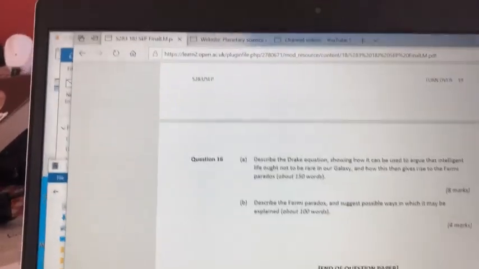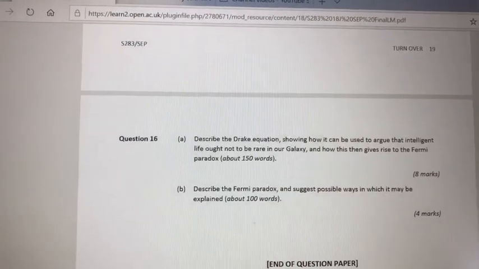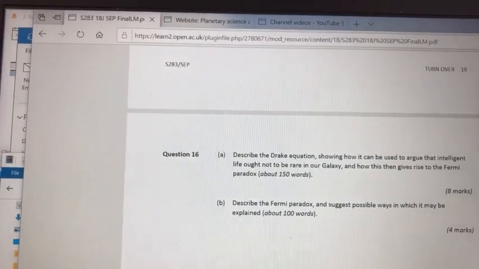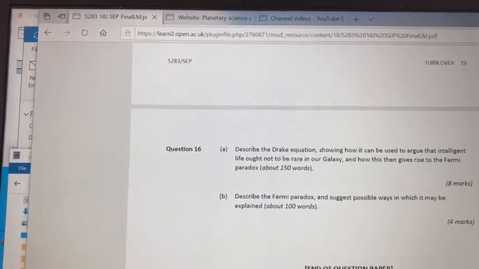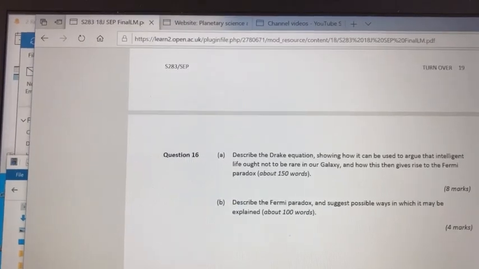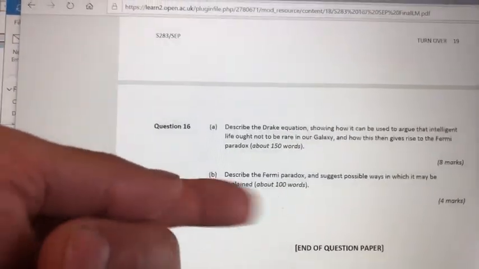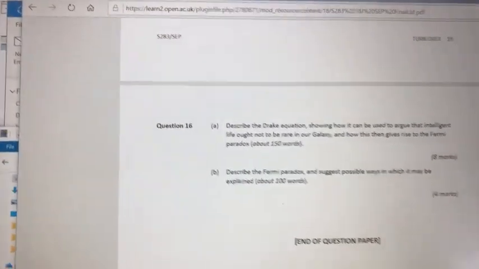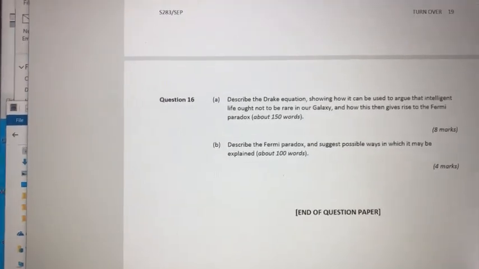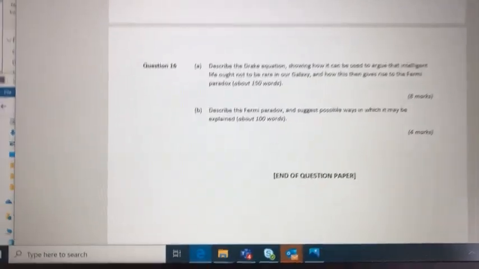And the final question: describe the Drake equation, how it can be used to argue that intelligent life ought not to be rare in the galaxy. And how does that give rise to the Fermi paradox? Describe the Fermi paradox. The Fermi paradox is, well, if there's lots of life, why haven't we found it yet, basically? So that's the end of the paper.